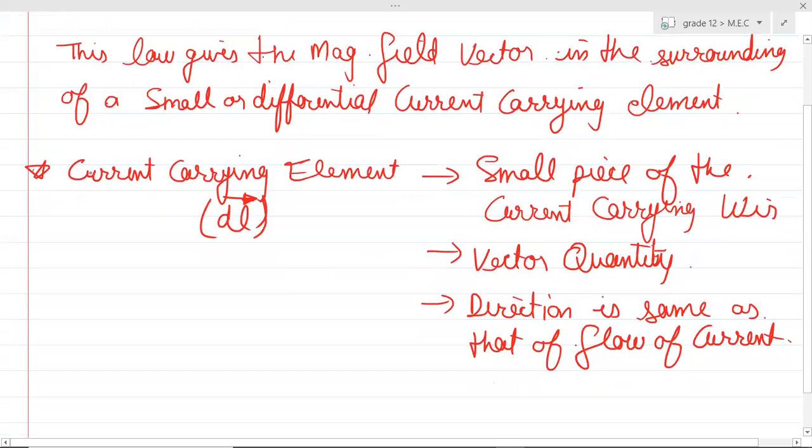So this is basically your current carrying element, and due to this current carrying element, whatever magnetic field is created, that is what we need to study under Biot-Savart's law. Is this clear?